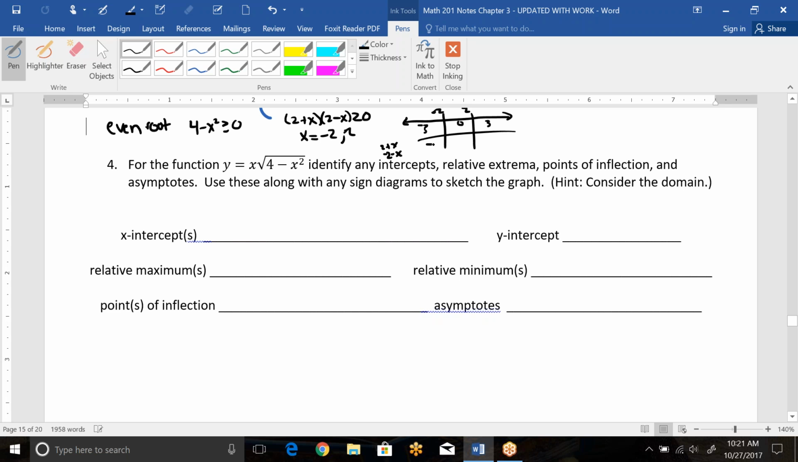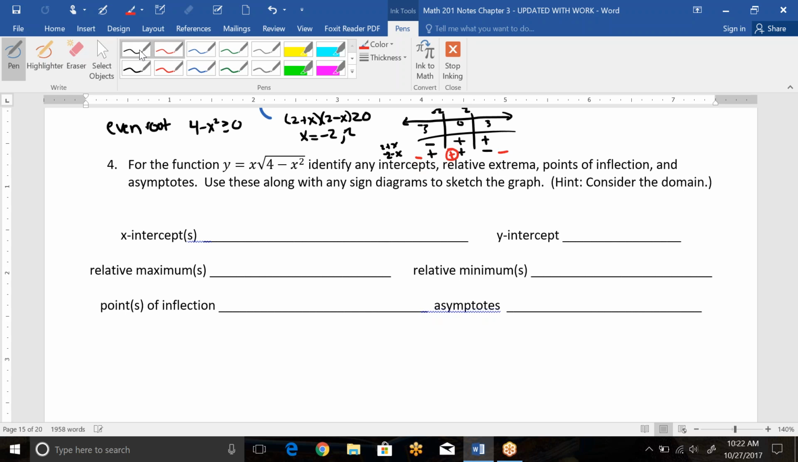So if we plug in -3, that's a negative and then a positive, because 2 minus -3 would be +5. So this is an overall negative sign, so that's not what we want. Then we would have 0 plus 2 is positive, and 2 minus 0 is also positive. That's an overall positive sign when we multiply, so that's a good region. And then 3 plus 2 is positive, and 2 minus 3 is negative, so that's an overall negative sign.